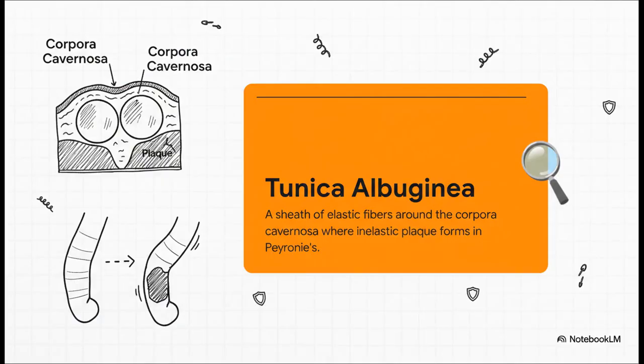So let's focus on that key structure, the tunica albuginea. Just think of it as this tough, super elastic sleeve that wraps around the erectile chambers, the corpora cavernosa. It's supposed to stretch nice and evenly. But with Peyronie's, a patch of that stretchy fabric gets replaced with stiff, inelastic scar tissue. That's the plaque. So during an erection, the healthy part stretches, but the plaque, it can't. It just stays put. That creates a pivot point, and boom, you get that bend.